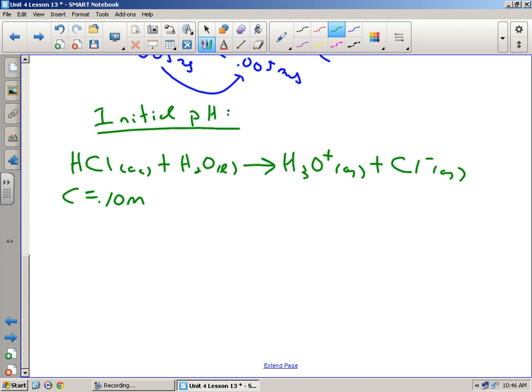Hydrochloric acid is a strong acid. So if I know that that's 0.10 molar, do I know the hydronium ion concentration? It is 0.10 molar. Do I need Ka or Kb for this? Definitely not Kb. This is an acid, so do I need Ka? No, because there isn't one. It's very large. It basically breaks up 100%.